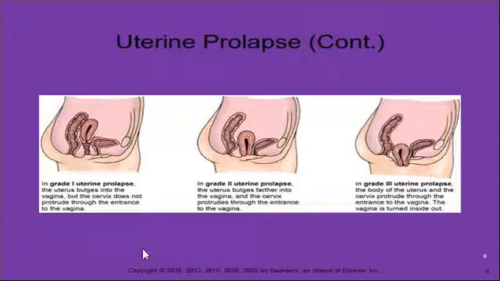So this slide shows grade 1 of the uterine prolapse here. Your uterus is bulging into the vaginal area, but the cervix doesn't protrude through the entrance to the vagina. A lot of physicians, when they are doing vaginal exams, can feel these uterine prolapses. And then you'll notice as time goes on, you're getting more and more of the uterine prolapse here. This one is going a little deeper in, and the cervix is protruding through the entrance to the vaginal area. And then with this one, the vagina is actually turned totally inside out.